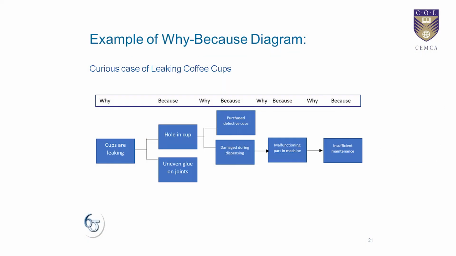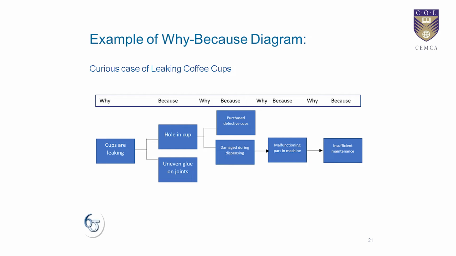If I go further, one example I would like to show you for a 5 Why analysis is a very basic example. Cups are leaking. There can be two potential issues for cups leaking. Why are cups leaking? Because there is a hole in the cup, and another reason can be that the glue on the seams is not uniform. The first why was, so we ask 5 whys, sometimes we go beyond 5 whys. So the first why is, why is the cup leaking? Because there is a hole in the cup and also the glue on the seams is not uniform.